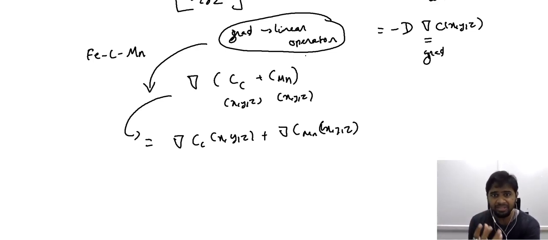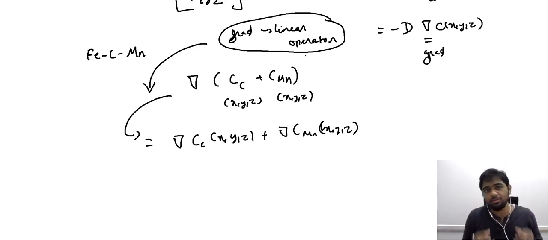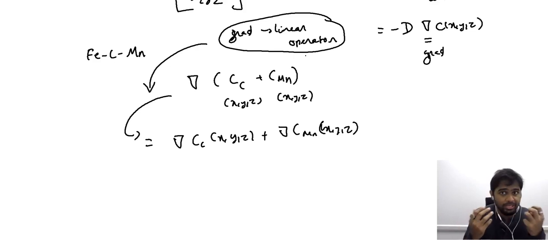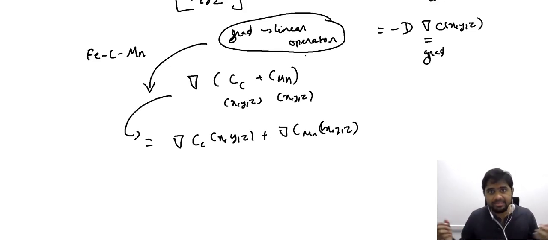And then similarly, in a second case, in a more convoluted case of a ternary system, wherein instead of having only one spatially varying concentration, we have two spatially varying concentrations, and it is our motive to find the combined flux, the gradient being a linear operator, it allows us to handle both these spatially varying concentrations separately and sum them up together.